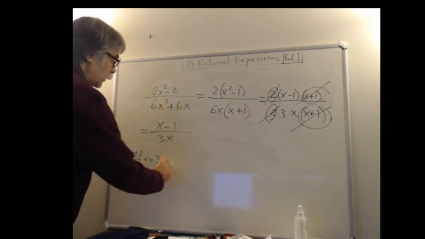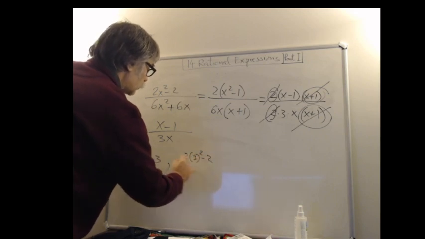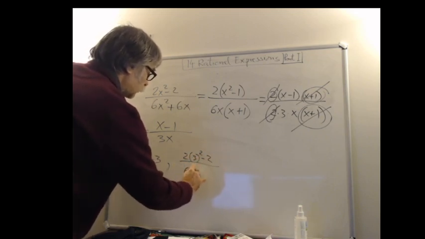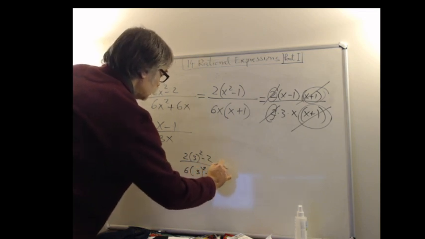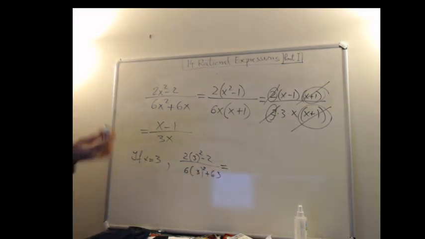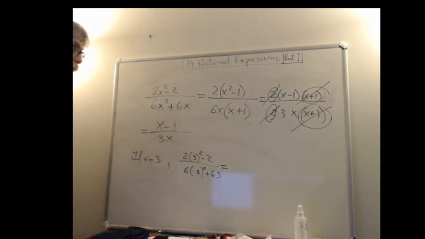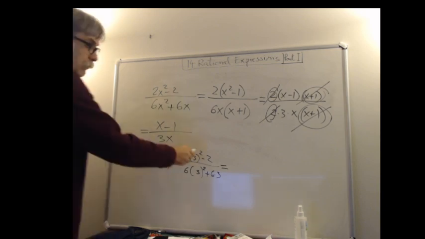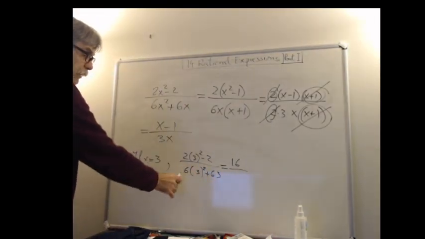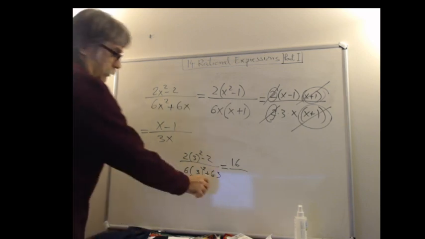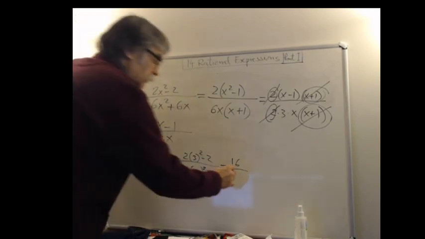If x is equal to 3, I have 2 times 3 squared minus 2 on the top. On the bottom I have 6 times 3 squared plus 6 times 3. And what am I getting here? You can use the calculator for this, right? So you have a 9. 2 times 9 is 18, minus 2 is 16. On the bottom I have 9. 6 times 9 is 54. 6 times 3 is 18. So you have a 72.